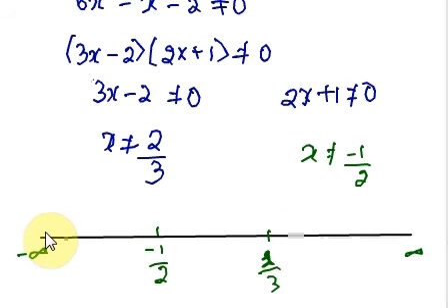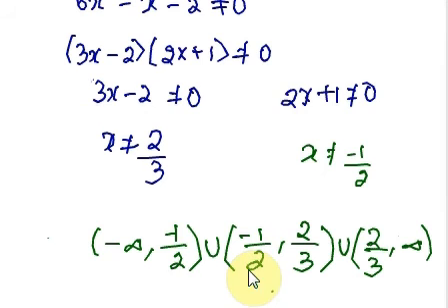Now your interval is going to be negative infinity to negative 1 over 2. There will be a break. And then you again start from negative 1 over 2 to 2 over 3. There will be a break again. And then 2 over 3 to infinity. So this can be written like this. So this is the domain for the example question. Hope you're clear with this.